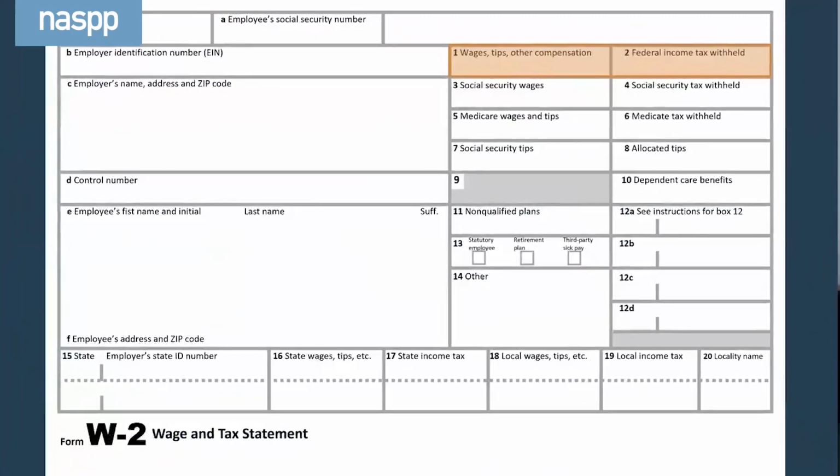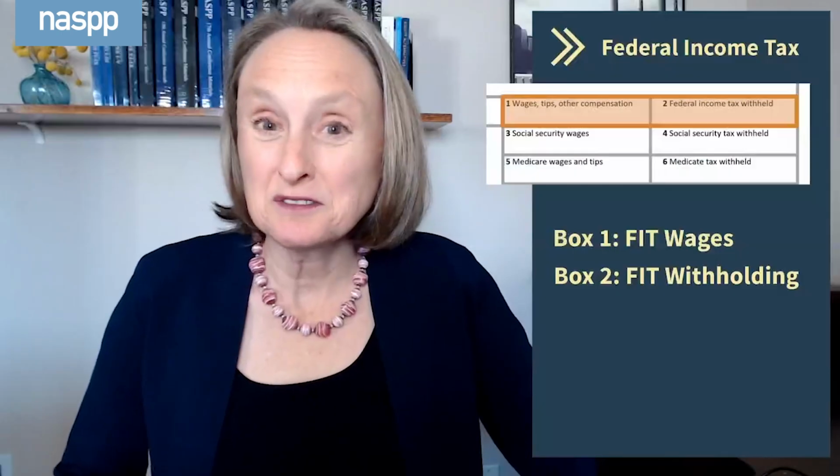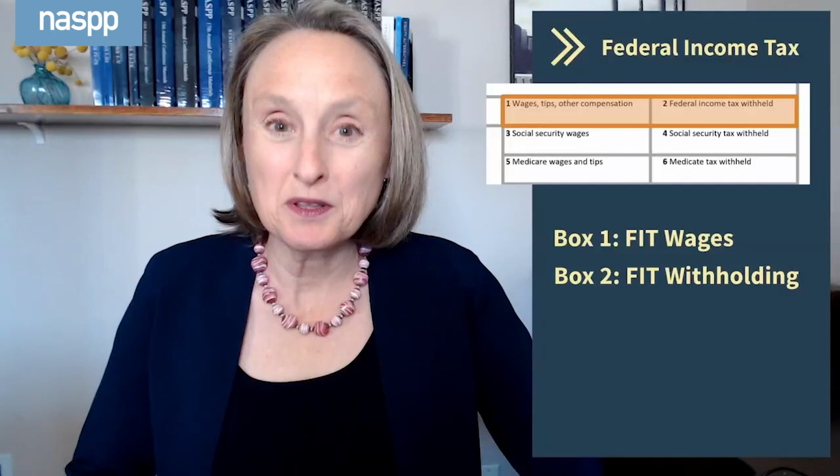When it comes to equity compensation, do you know what goes where on Form W-2? Let's take a quick tour. First up on our tour will be boxes 1 and 2. These boxes are for federal income tax, wages, and withholding.